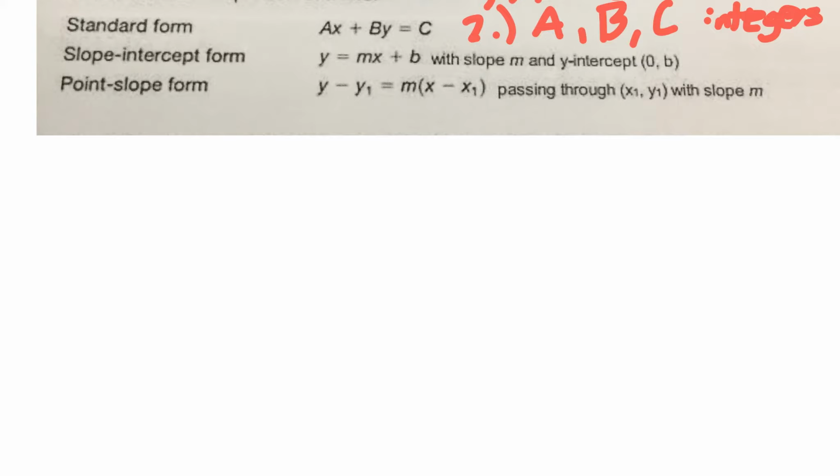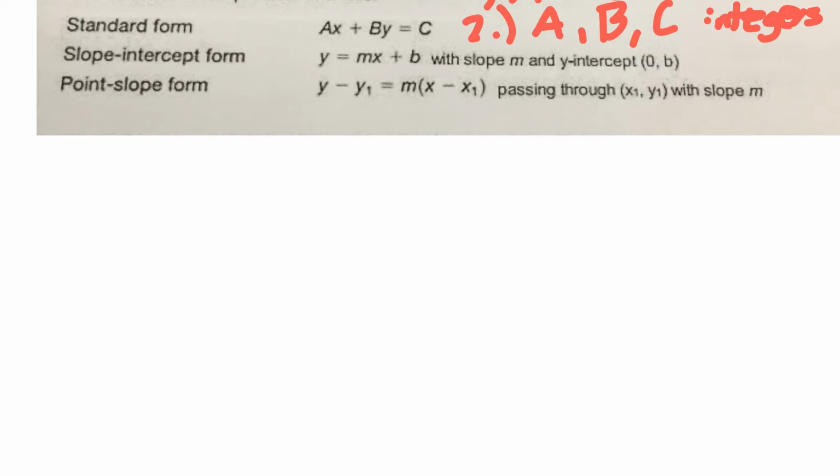Now the next form is slope-intercept form. That form is very good at telling us 2 things. Do you know what 2 things it's good at telling us? Yeah, the slope and the y-intercept. Thus the name slope-intercept form. When it's in this form, the m represents the slope, the b represents the y-intercept. So if I'm in that form, I can identify those things very quickly. Or if I'm given those 2 things, it's easy to put it in this form.